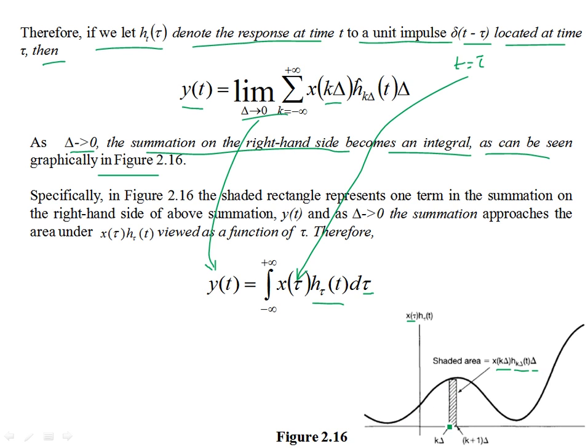This pulse occurred at k delta. Other than that, whatever the value of x(tau), we are not interested. It's 0, so it only occurs at k delta. Therefore, it has to be scaled by the amplitude of the signal at that particular instant in time.